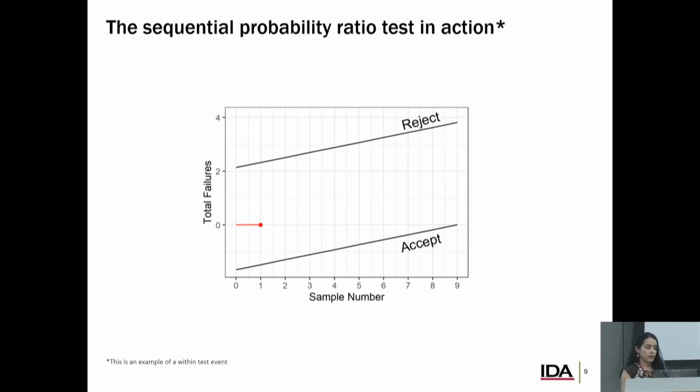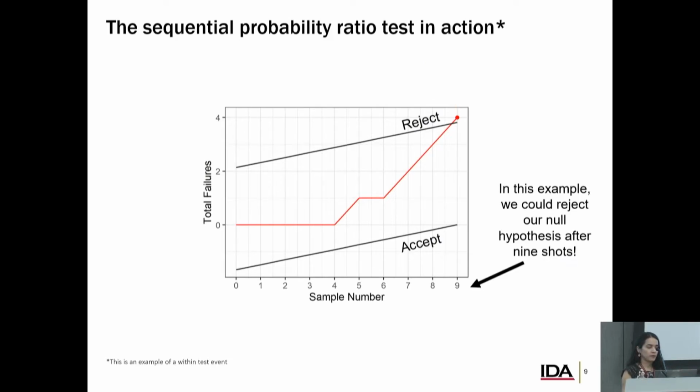I collect data, nothing happened, right? I keep going. And then after the fourth shot, there was a failure. So I update my test statistic. Since I'm still within the boundaries, I'm like, okay, let me keep collecting data. So I keep going until I go outside of my region, and then after the 9th shot, I say, okay, I have enough data to reject my null hypothesis, and voila, I can write my report and say that we could reject our null hypothesis after 9 shots. With non-sequential methods, you need to collect all the data before you can make a decision.